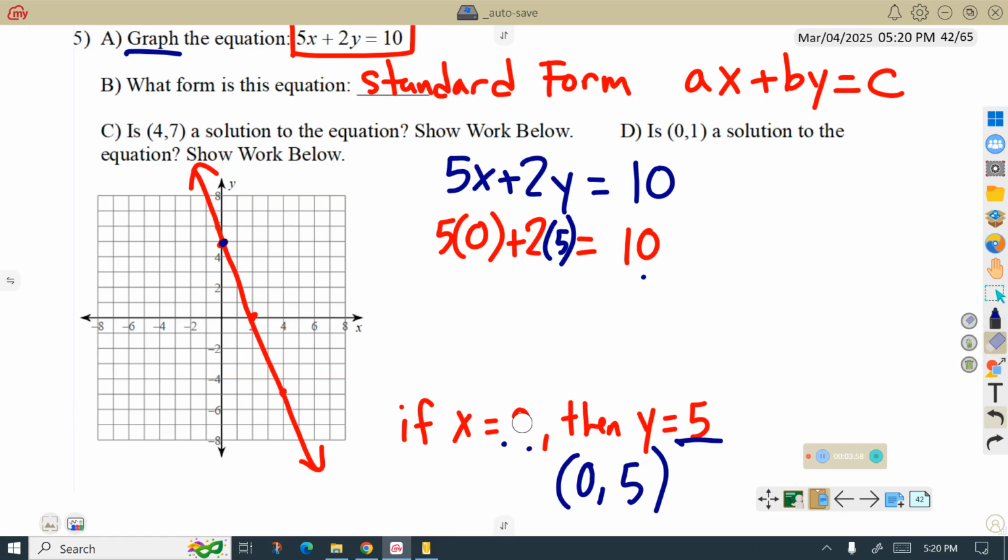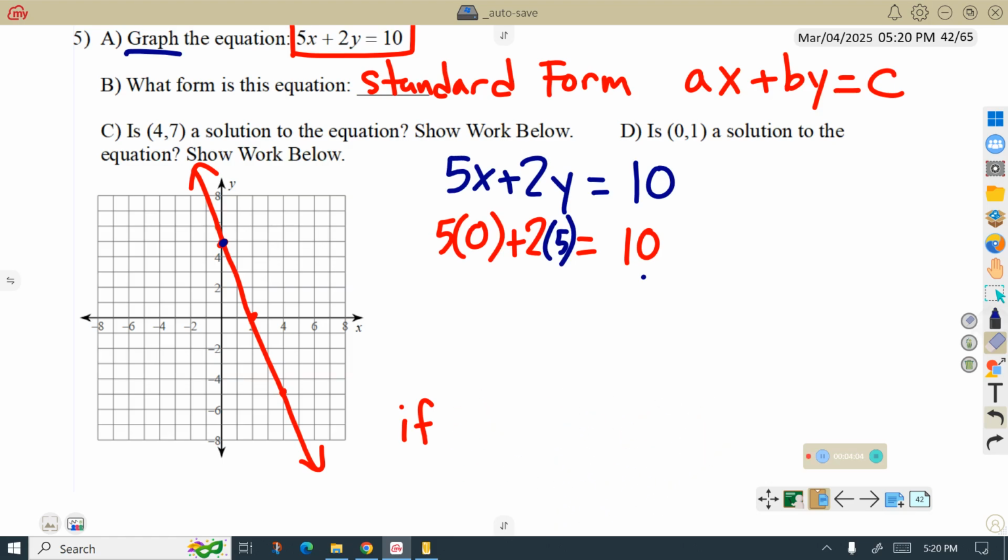Another way to graph this would then be to think, what if we change this around? What if instead of saying x equals 0, we make the other one 0? So this will give us our x-intercept, right? What if y is equal to 0? Then x would be equal to what? Well, let's switch those around.